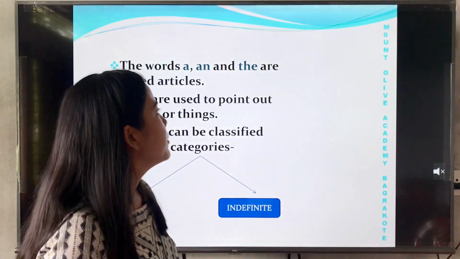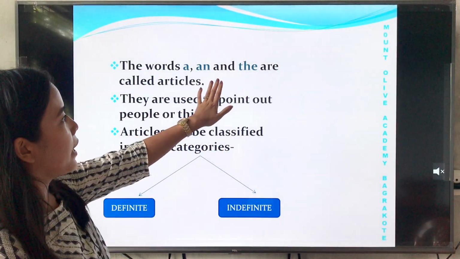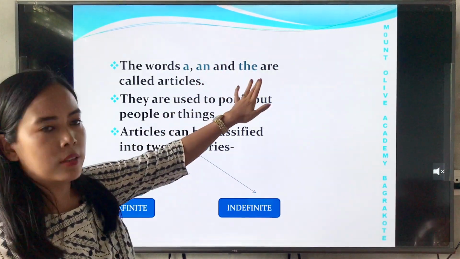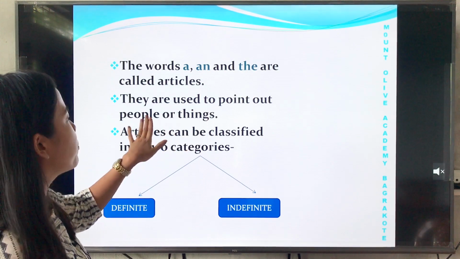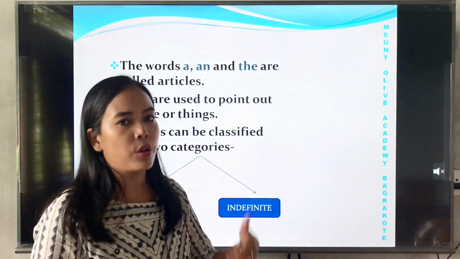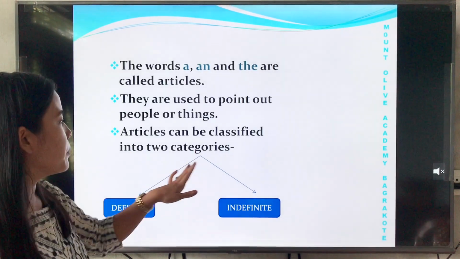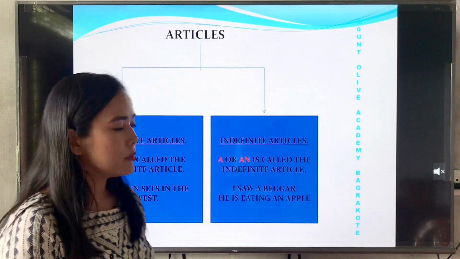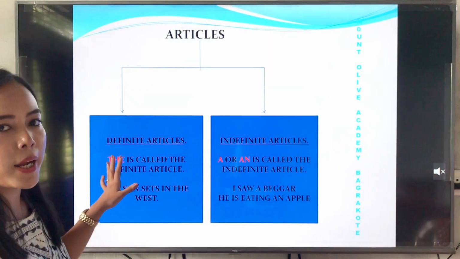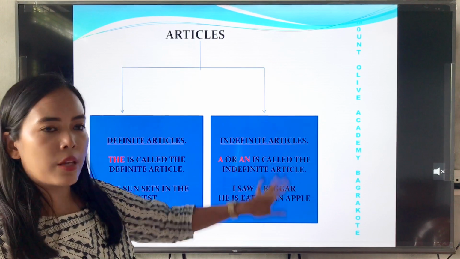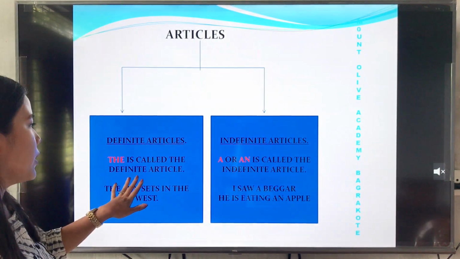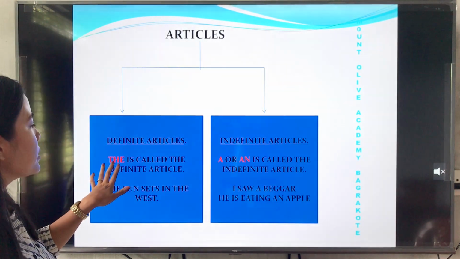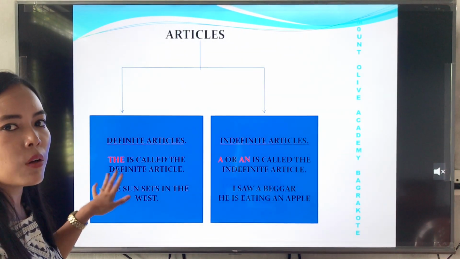So let's get started. The words a and the are called articles. Which words? A and the. They are used to point out people or things. Why are articles used? To point out things or people. Articles can be classified into two categories: definite and indefinite. So there are two kinds of articles, one is definite and one is indefinite. The is called the definite article. This highlighted word the is a definite article because it points out definite or specific things.